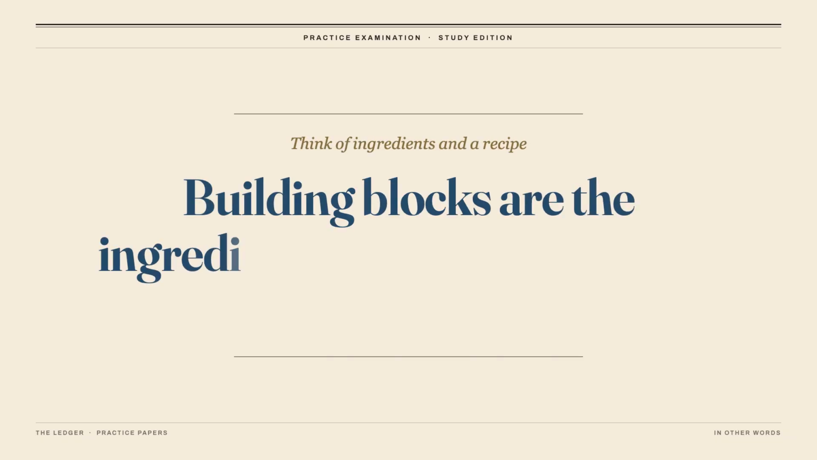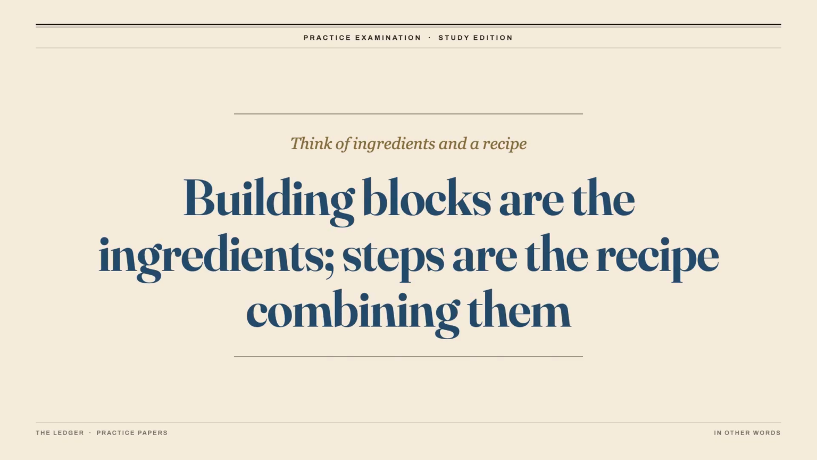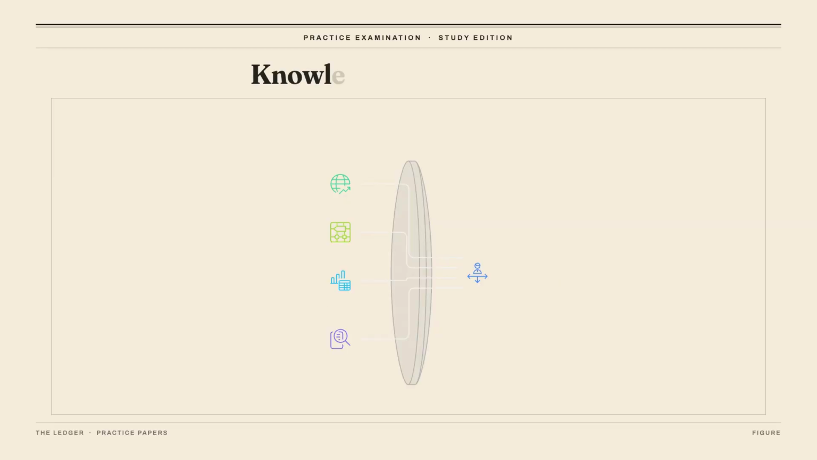The cleanest way to hold this relationship is ingredients and a recipe. The building blocks are the raw ingredients the analyst brings to the table, and the steps are the ordered recipe that combines them. No one confuses the flour with the act of baking.